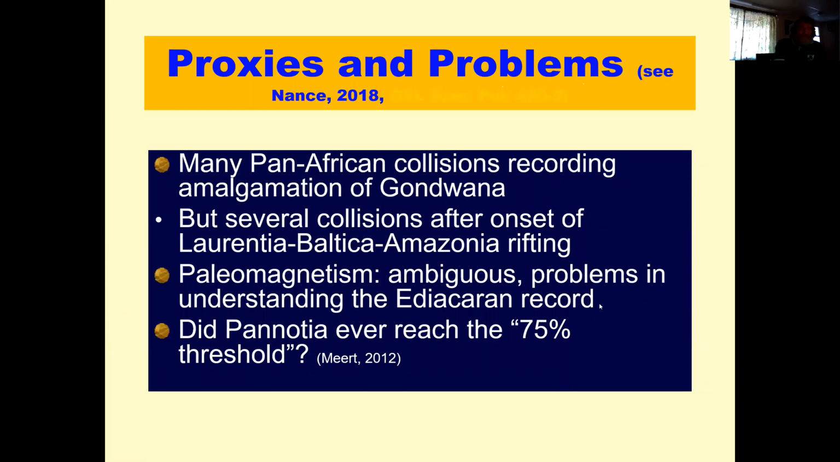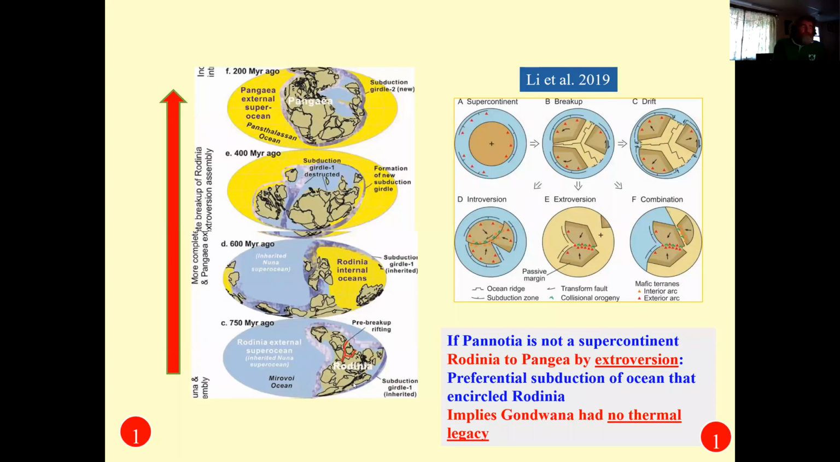Another problem we have is that the paleomagnetic record at this time is ambiguous. There's all sorts of evidence for breakdown of the dipole field or also true polar wander during the time period. And so there's a great debate as to whether Pannotia, even if it existed, reached the 75% threshold to call it a supercontinent. To give you an idea why that's important, if Pannotia is not a supercontinent, then the previous supercontinent everyone agrees with, Rodinia, and the next one everyone agrees with, Pangaea, represent one supercontinent cycle.